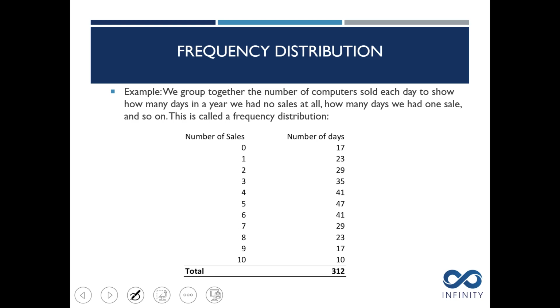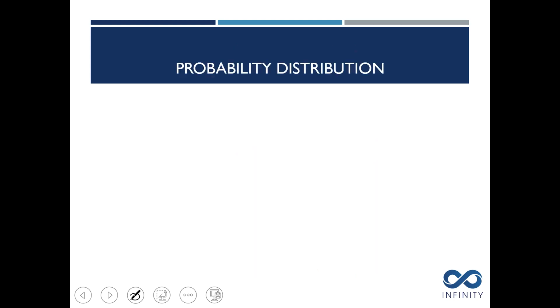They have sold computers for 312 days. Out of that, there were 17 days they didn't sell any computers, and 23 days they sold one computer each. 29 days they sold 2 computers per day. Like that, you can see a table we have created. Now what we will do is create a probability for these events occurring.